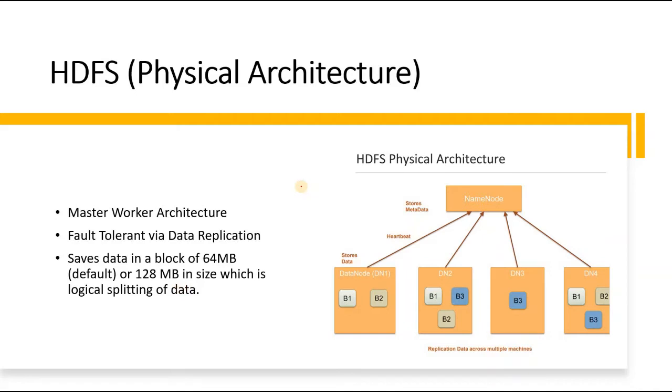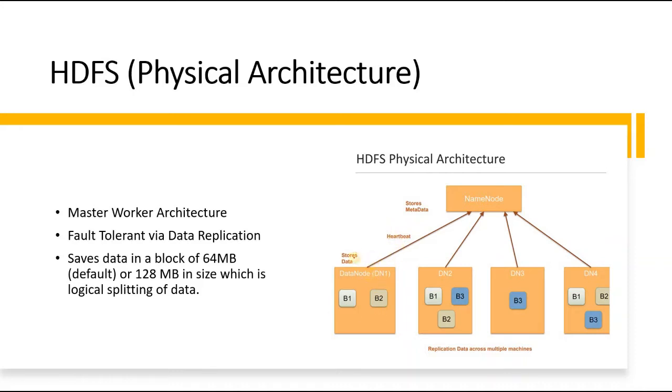So this is the HDFS physical architecture. We have the name node here, where the name node will store the metadata, and then we have different data nodes, whereby each of these data nodes has the replication data across multiple machines here. And from each of these data nodes, we also have the heartbeat, because from here we are going to know which data node is still alive or dead.